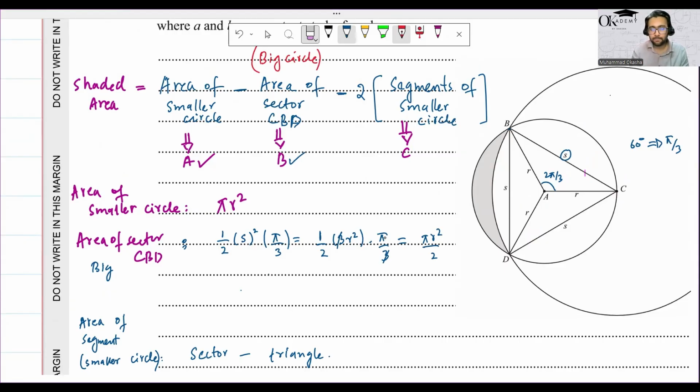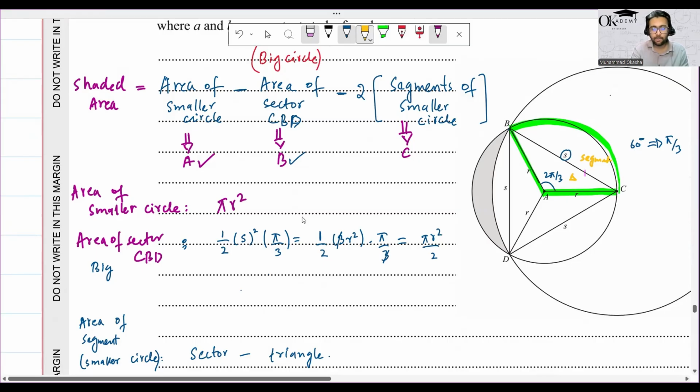This is a smaller sector, right? This over here, you see the smaller sector, right? And it is made up of a triangle and a segment. Segment and a triangle, right?